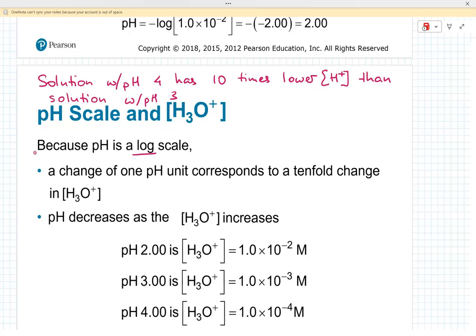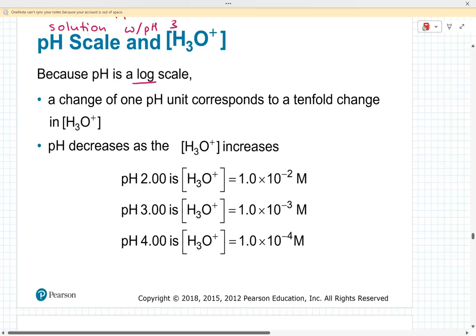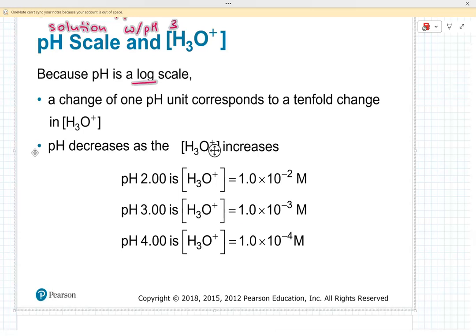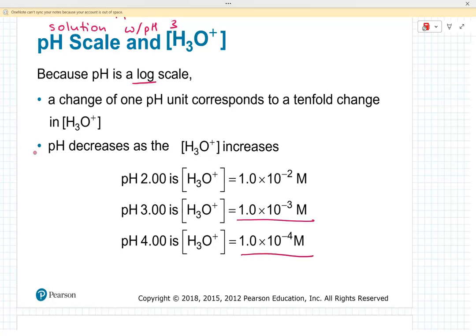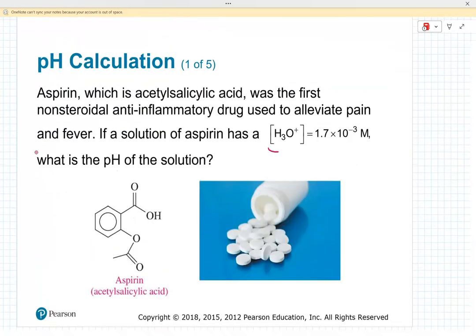Okay? And sort of counterintuitively, the more acidic the solution becomes, the lower the pH is. The greater the concentration of hydrogen ions, the lower the pH. Okay? You can see it in this example. Which of these numbers is larger, 10 to the negative 3 or 10 to the negative 4? 10 to the negative 3. But the pH of that solution is 3 versus 4 for this one. Questions?